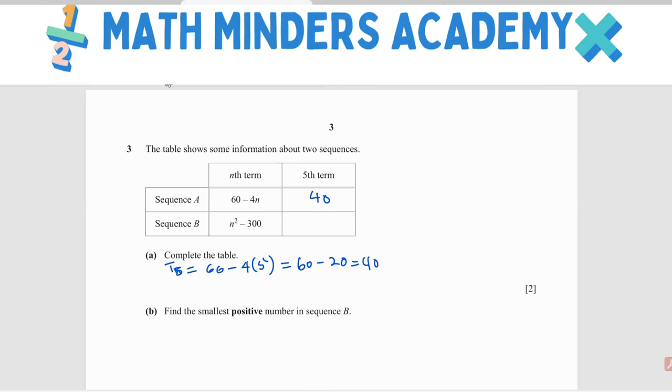The second one, this is sequence B. For sequence B, the 5th term is going to be 5 squared minus 300. That's 25 minus 300. That's minus 275. So we put minus 275 here.